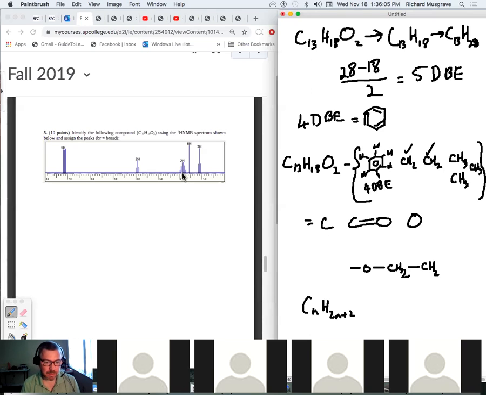Now look at how many peaks the CH2 has. How many peaks do you all see here for this CH2? 6. 1, 2, 3, 4, 5, 6. How many adjacent hydrogens for this CH2? 5, 1 less. So this CH2 is next to a CH2 and a CH3. Probably this CH3, the one that's got 3 peaks. So we've accounted for that as well.